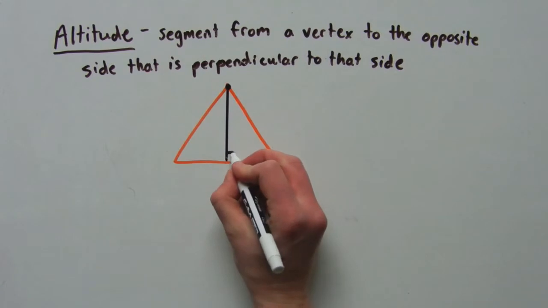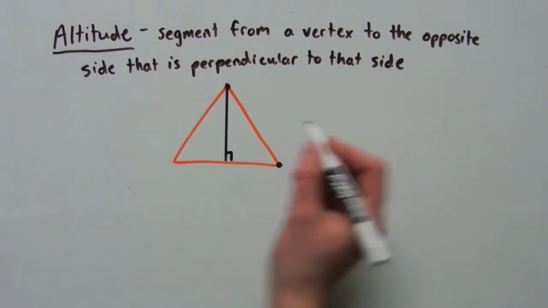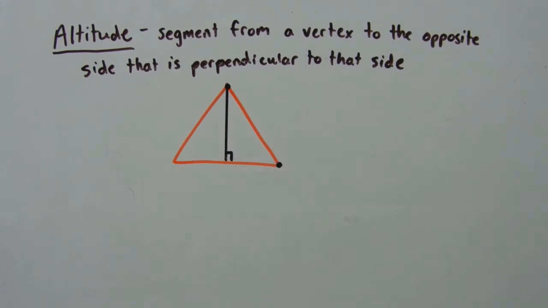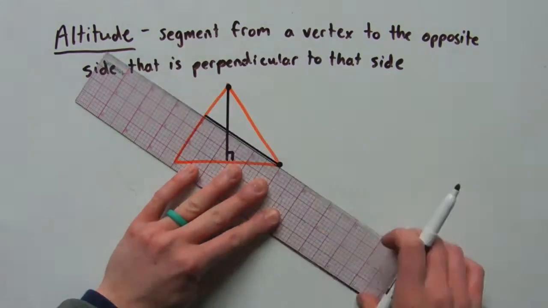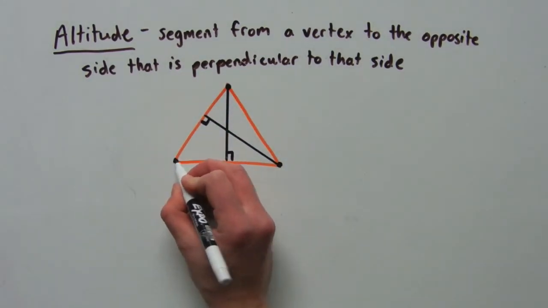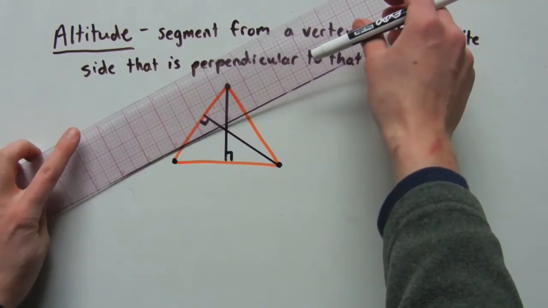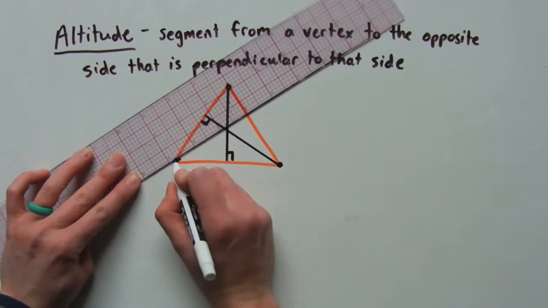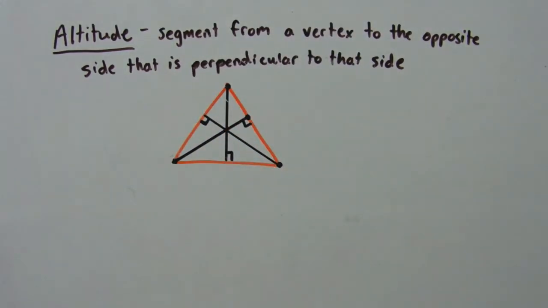So that is our first altitude. Again, vertex to opposite side, but it's going to be perpendicular to that opposite side. There is our second altitude and our third altitude. Vertex, perpendicular to the opposite side. Three different altitudes within our triangle.